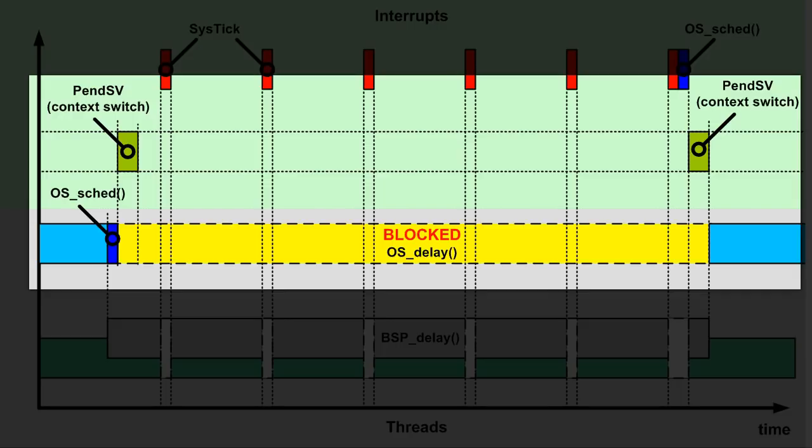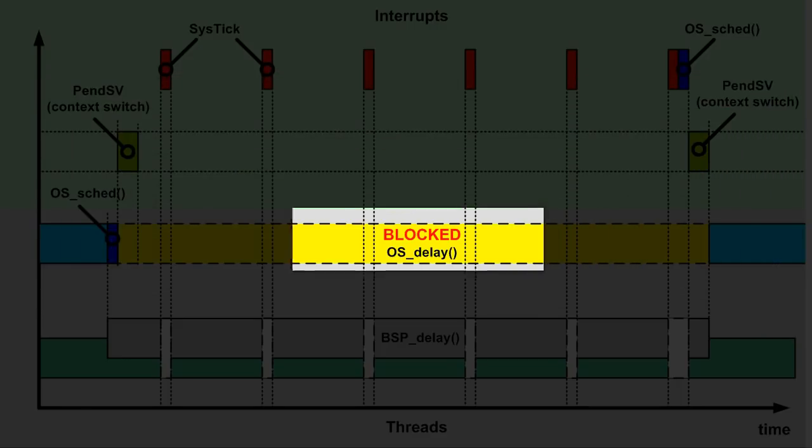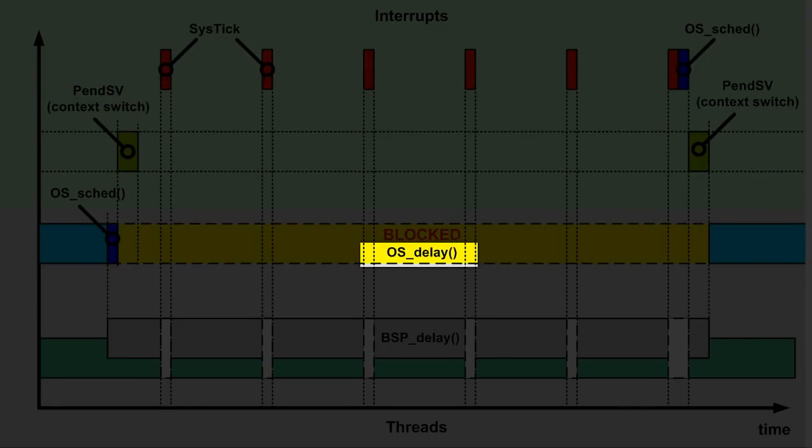From the description so far, it should be clear that such a blocking delay implementation must become a part of the RTOS, because you need a scheduler and a context switch. As part of the RTOS then, the blocking delay operation will be called the OS delay function.